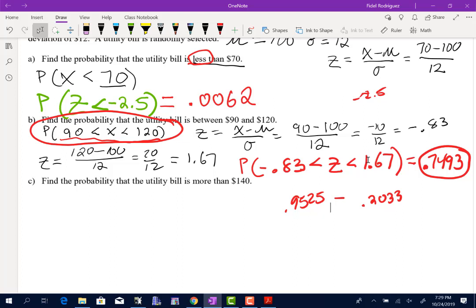So think about it this way. What does the table always tell me? The area of which way? To the left. If I'm looking for the area to the right, then I'll find the area to the left and do 1 minus that. Better? Okay. So guys, let's do part C. Can we do part C?